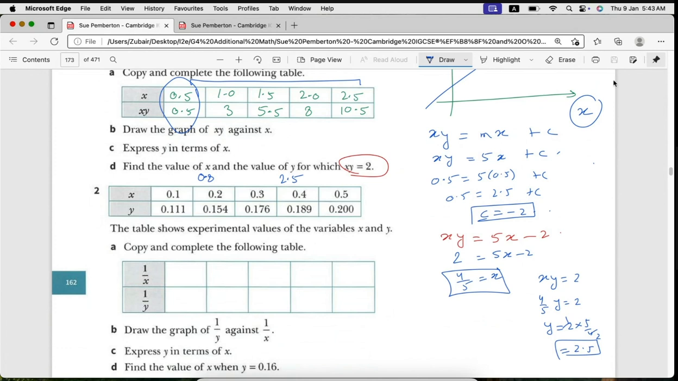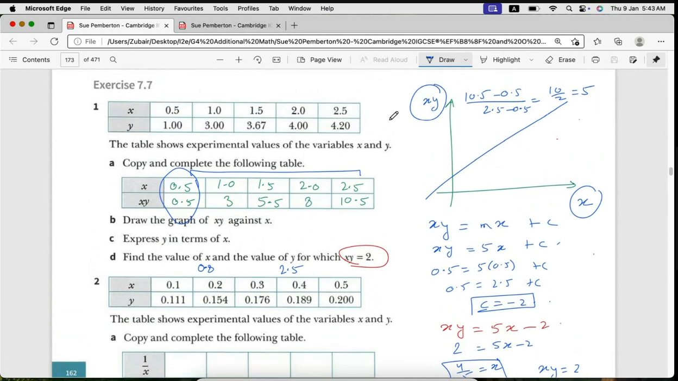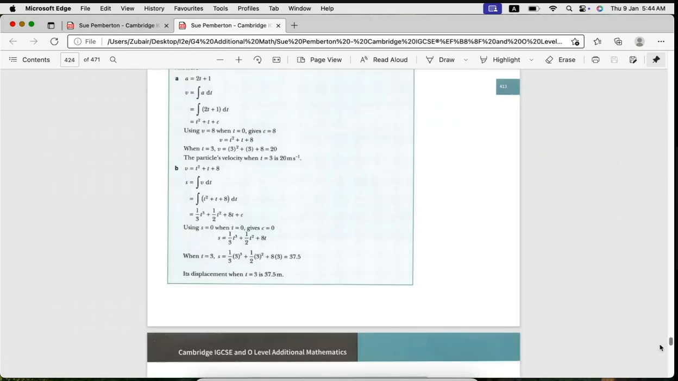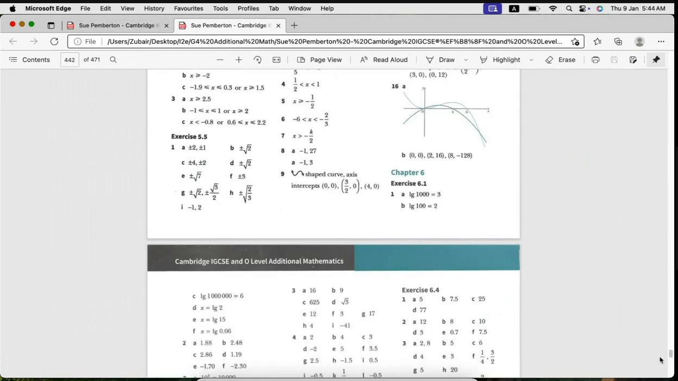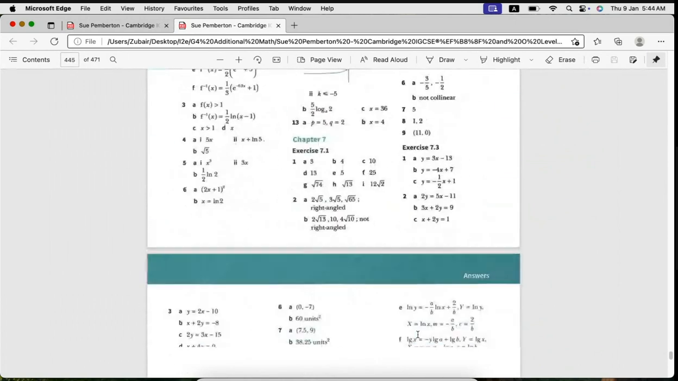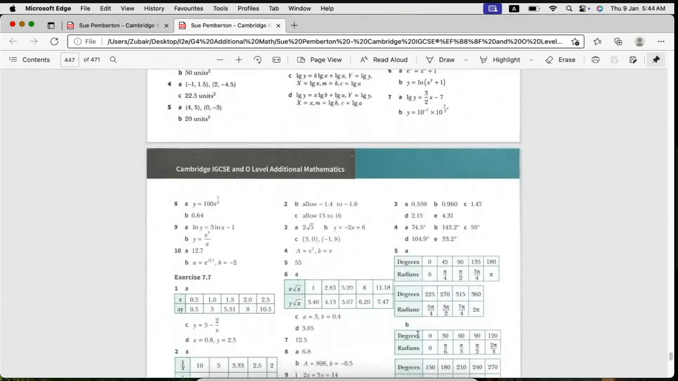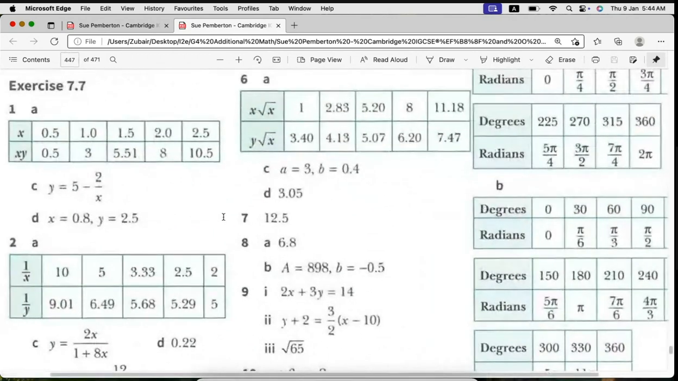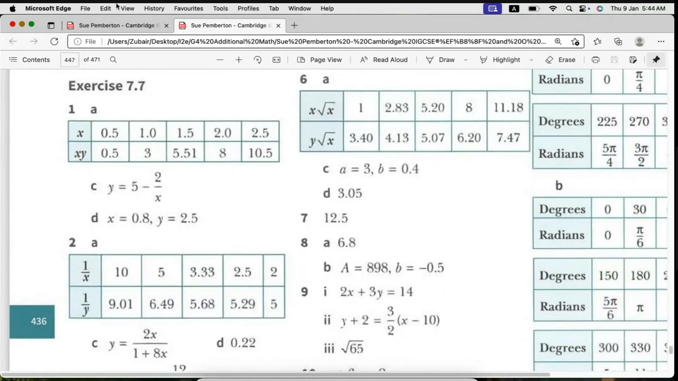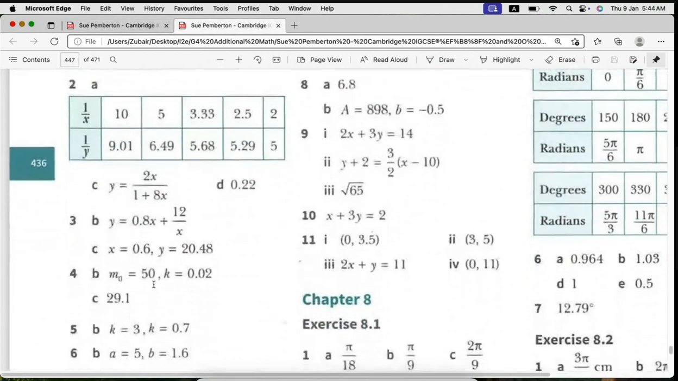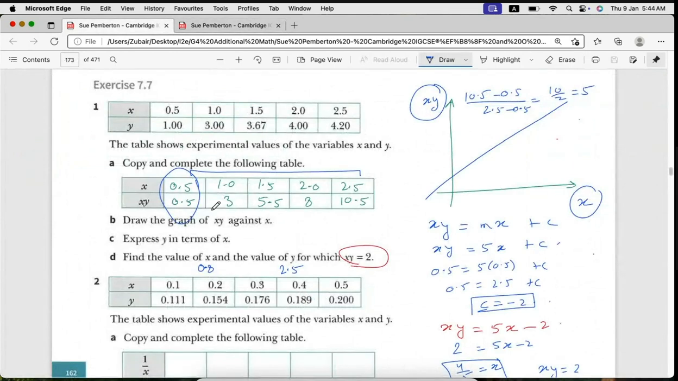Any confusion? No. Let's just check the accuracy as well. 7.7 question 1. 0.8 and 2.5. 0.8 and 2.5. Try question number 2.